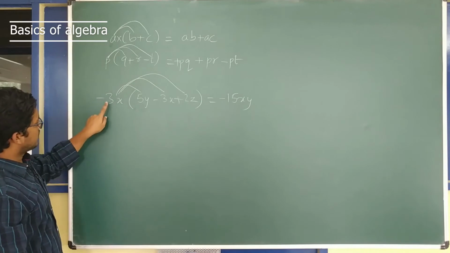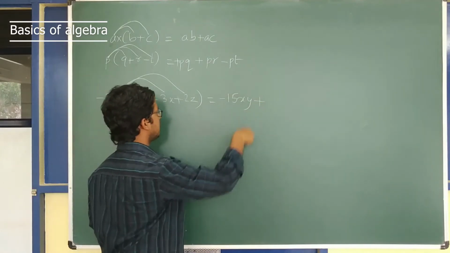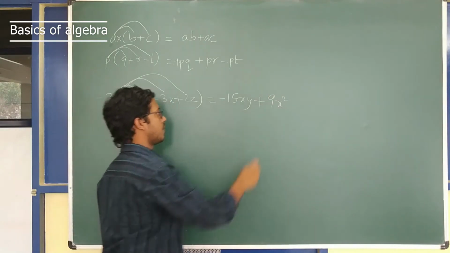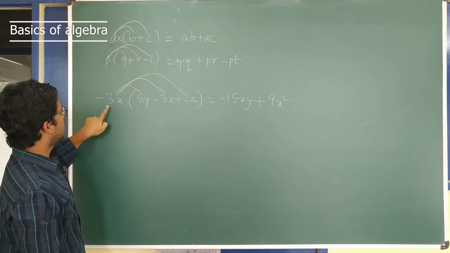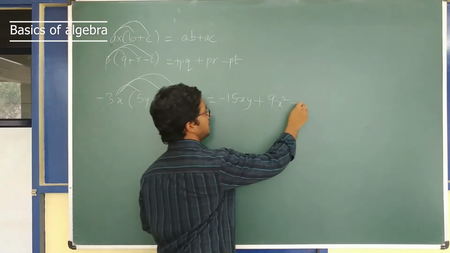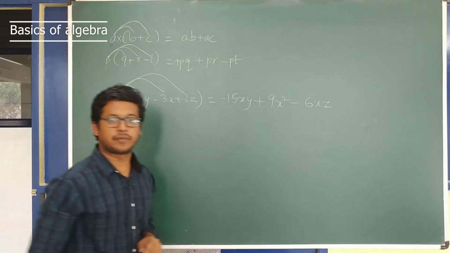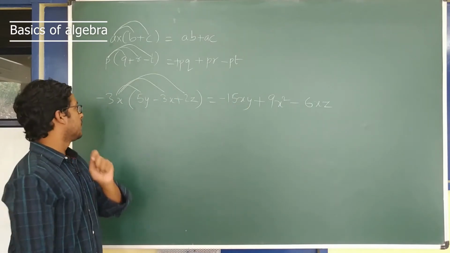Correct? Next, minus 3x into minus 3x. So minus into minus is plus, 3 into 3 is 9, x into x is x square. Now, minus 3x into plus 2z. So minus 3 into plus 2 will be minus 6, x into z is xz. So if you write it along with the signs, then there is no way that you are going to go wrong. So, let's try one more.